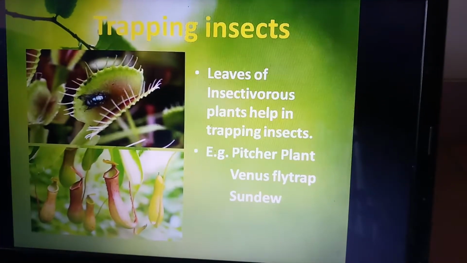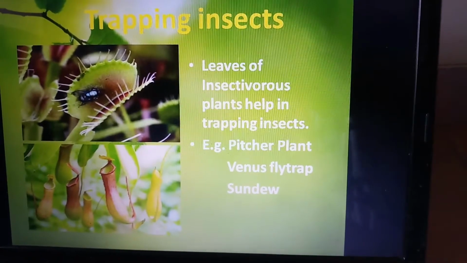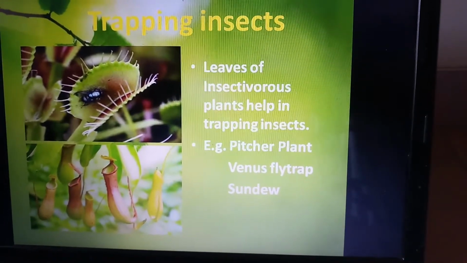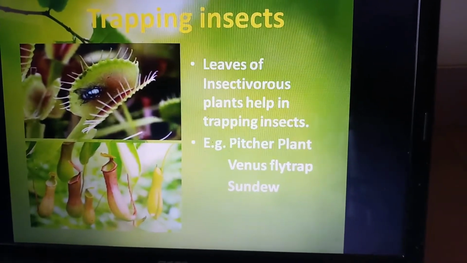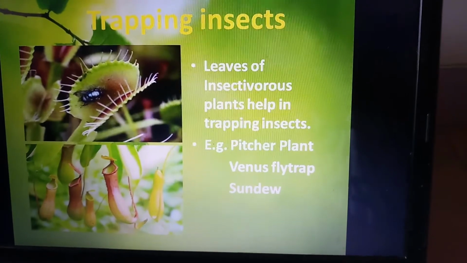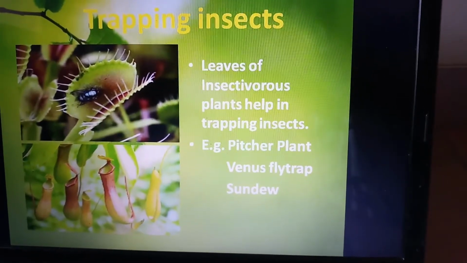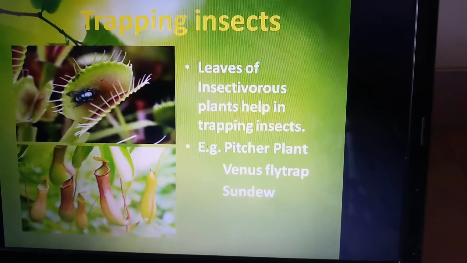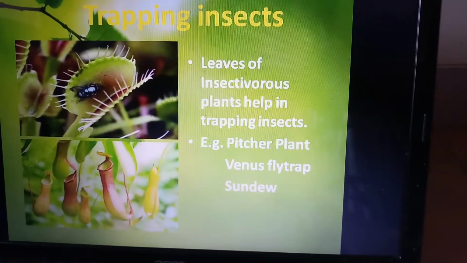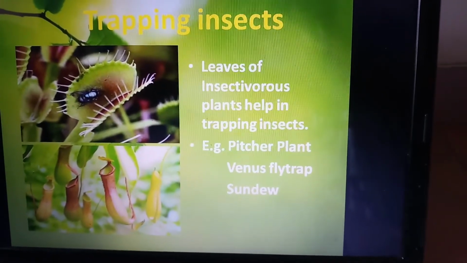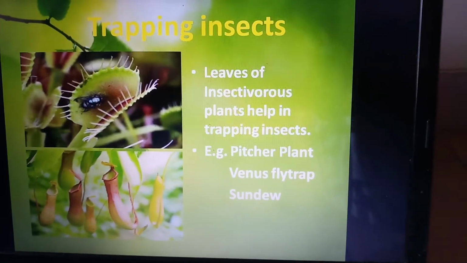The next function performed by plants is trapping insects. So like you already know that certain plants are carnivorous, means to fulfill their nitrogen need, they trap insects and they absorb the juices from the insect's body. So such examples are the pitcher plant, the Venus flytrap and sundew. These plants have certain sensors on their body which helps the plant to sense when an insect approaches it.